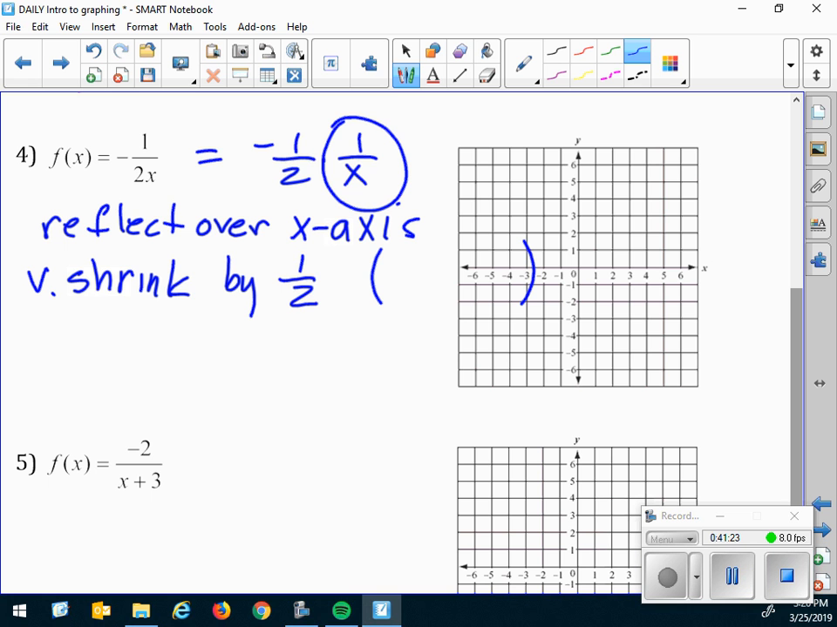If I reflect over the x-axis, does that change the x value? If I go from here to here, does that change my x value? It just changed the y. This point was 2, 3. Now it's 2, negative 3. So, did my x change? No. When I do a vertical shrink, does the x change? So this is still just x. And y becomes negative 1/2 y.